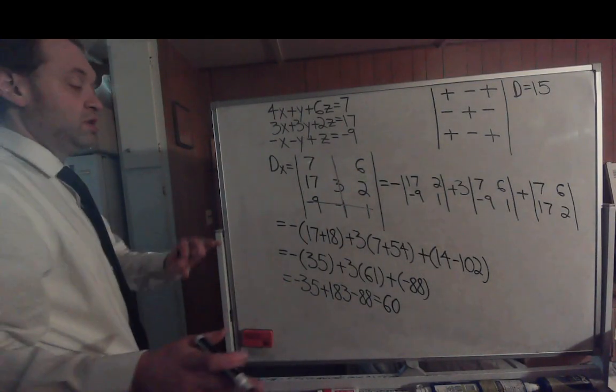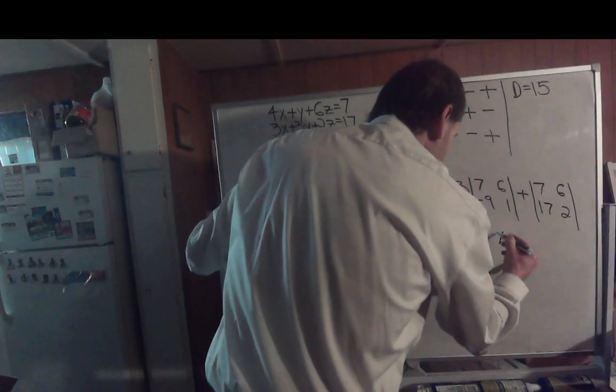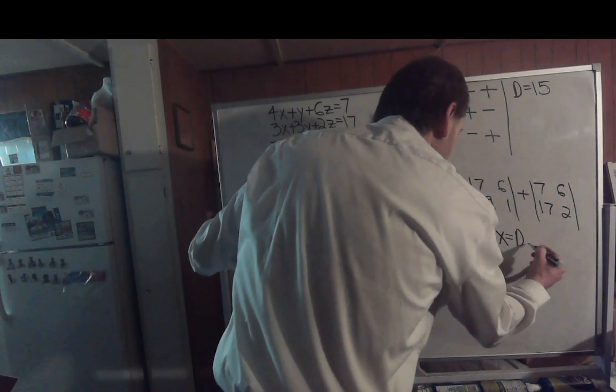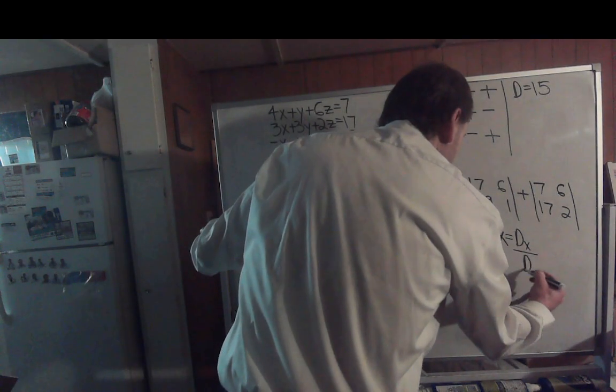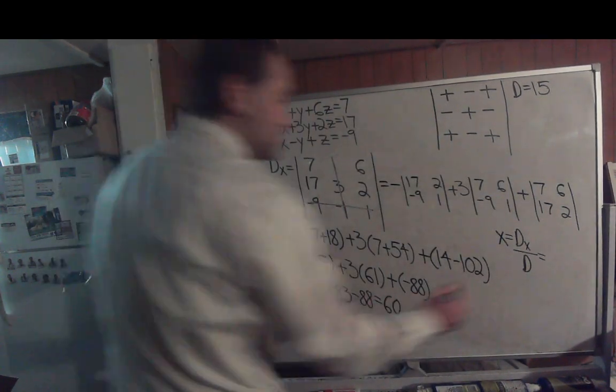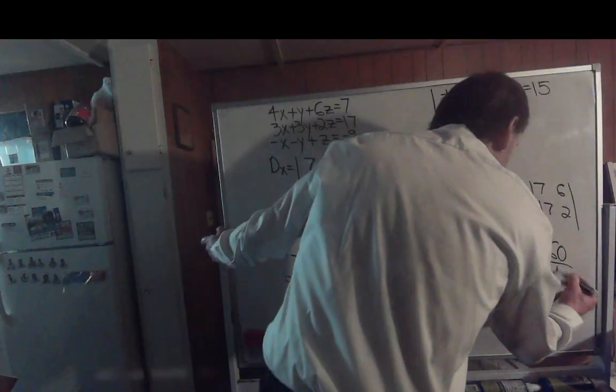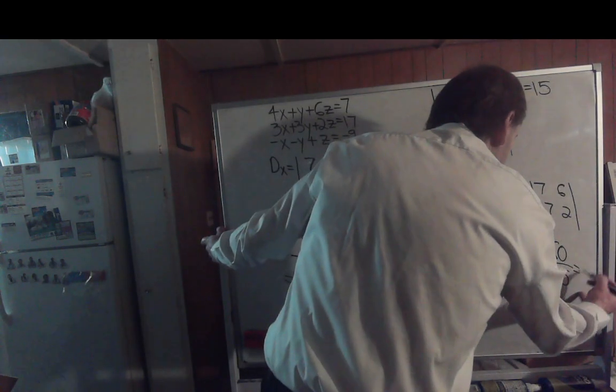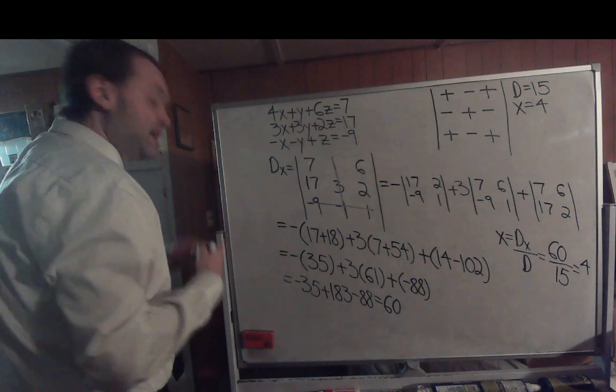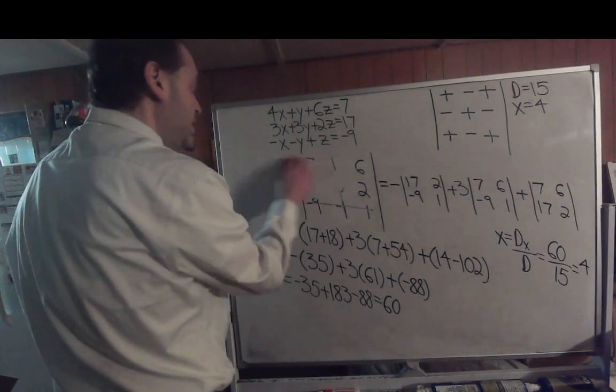So now we can solve for x since we know d sub x. So x is equal to d sub x over d. Well, d sub x was 60, divided by your d, which is 15, which is going to give you an x value of 4. So x is equal to 4. Found x, let's find d sub y and then y.